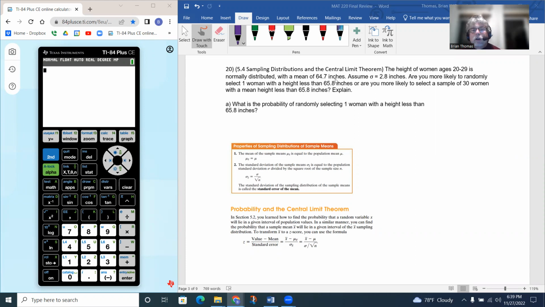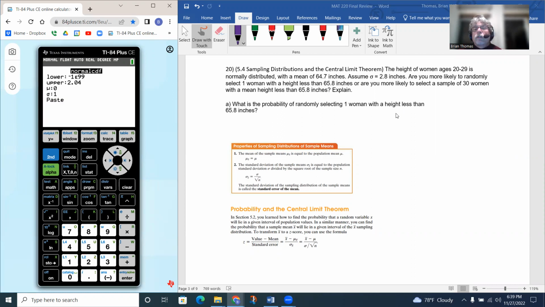Okay, so we have a two-part question here. So part 1 says, what's the probability of selecting one woman with a height less than 65.8 inches? So this is just going to be your normal distribution with the given information here. So we're going to hit the second distribution. We're going to choose number 2.